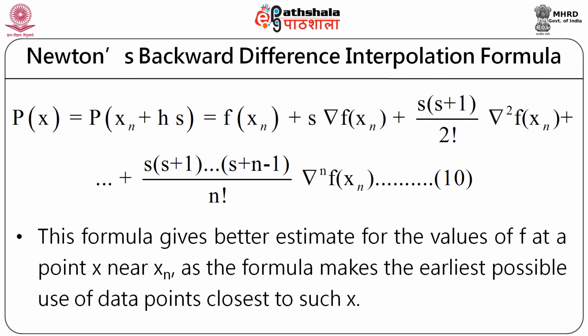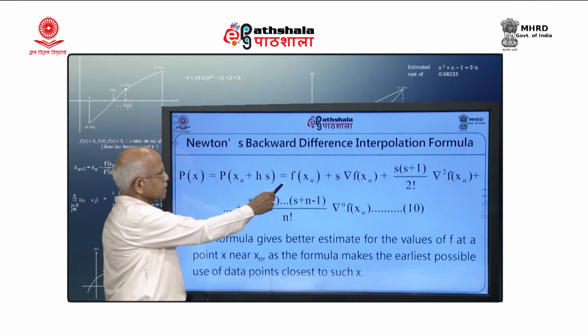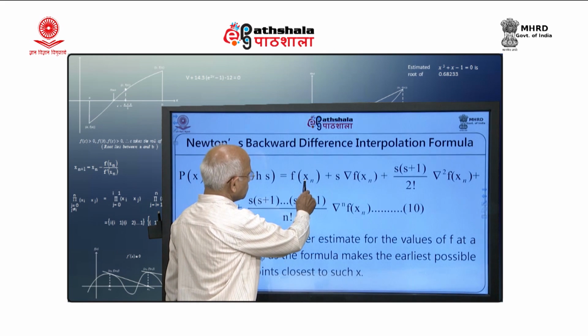This formula gives a better estimate. Again, we believe that this formula gives a better estimate for the values of f at points x nearer to xn, as the formula makes the earliest possible use of data points closest to x, because here you are using xn quite closely.